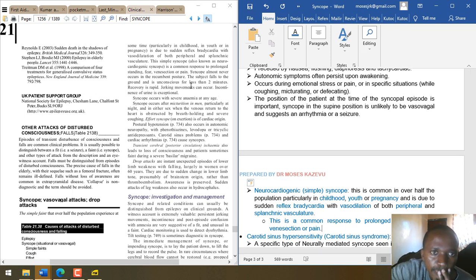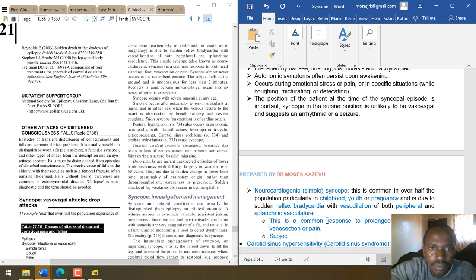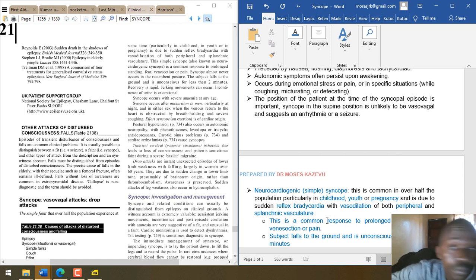I think I wrote this point down: the subject falls to the ground and is unconscious for less than 2 minutes. Recovery is rapid. So how many minutes have gone? 45 minutes. Okay, less than 2 minutes.